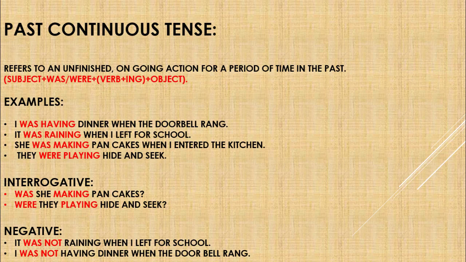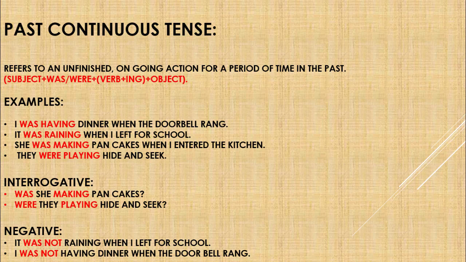Past continuous tense refers to an unfinished ongoing action for a period of time in the past. We use the auxiliary verb was or were and ing form of verb in this tense. As you can see in the examples, I was having dinner when the doorbell rang. It was raining when I left for school. She was making pancakes when I entered the kitchen. They were playing hide and seek.